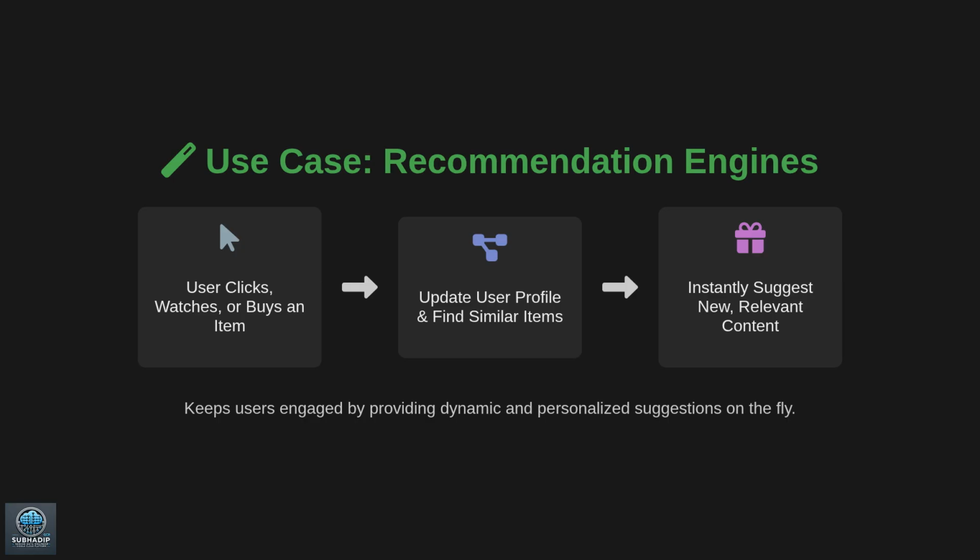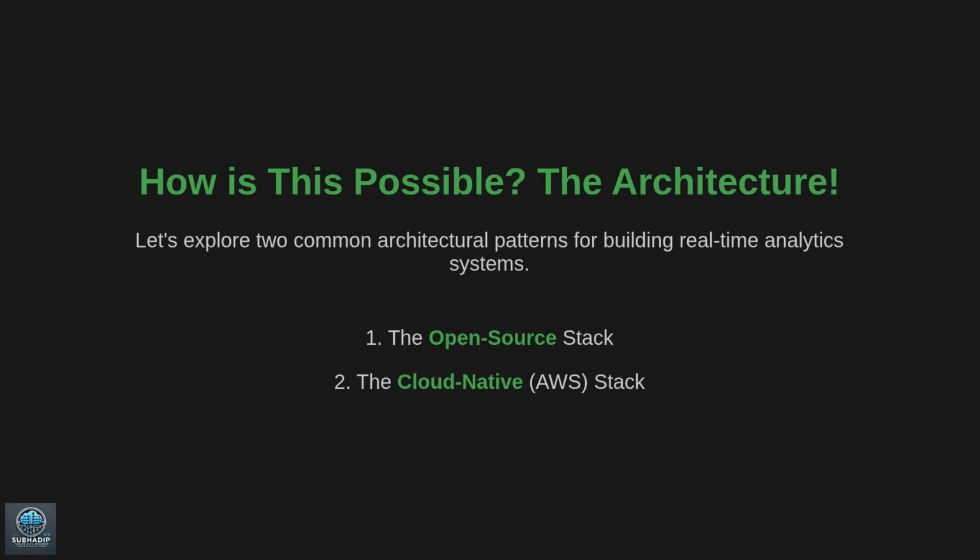When you're browsing Netflix or Amazon, your clicks and viewing history are captured as events. Real-time systems process these events instantly to update your taste profile and suggest new movies or products that you're likely to enjoy right away. So how do we build systems that can do all this? Let's look at the underlying architecture. We will explore two popular patterns, a powerful open-source stack and a widely used cloud-native stack from AWS.